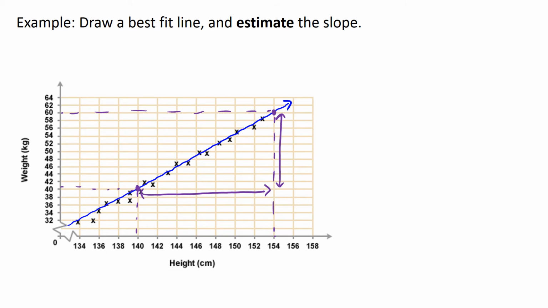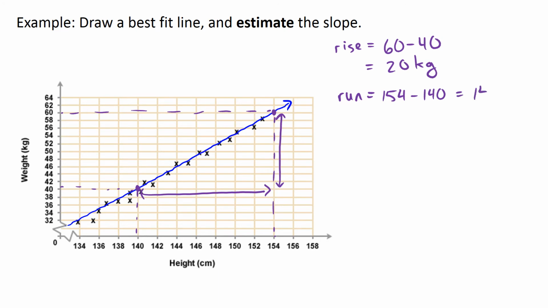So to start with, let's find my rise. So it's going from 40 kilograms up to 60 kilograms. So the rise is the difference between those, or 20 kilograms. And the run is going from 140 up to 154 centimeters. So I'm going to do 154, subtract 140, gets me 14 centimeters. So now I'm ready to estimate.